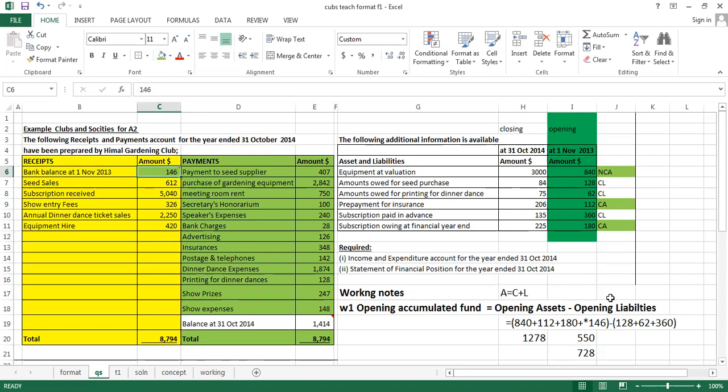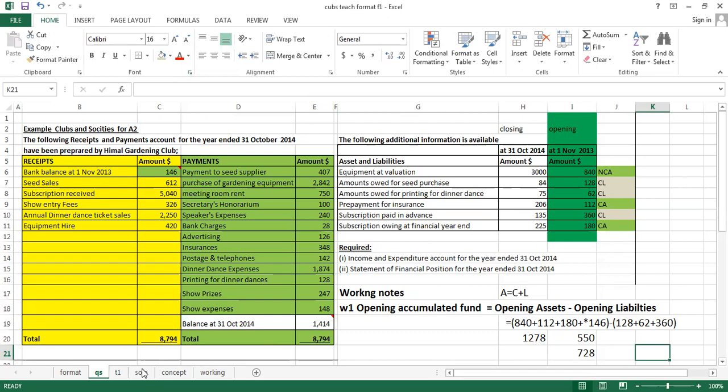Minus opening liabilities. For liabilities, you just have to look at the current liabilities here. 120, you can see there. Then there's another, 162. Then there's another one, 360, down here. This way the liabilities are added up. Now if you add up total assets, you get 1278, minus total liabilities, 550. If you subtract it, you get 728.